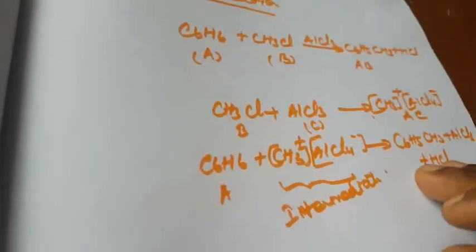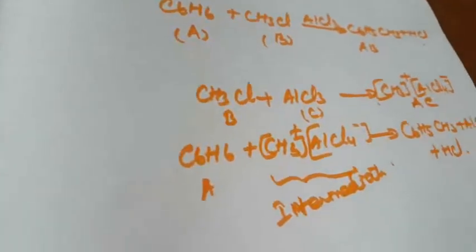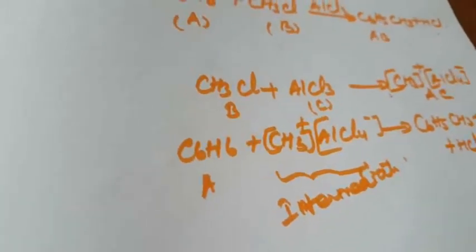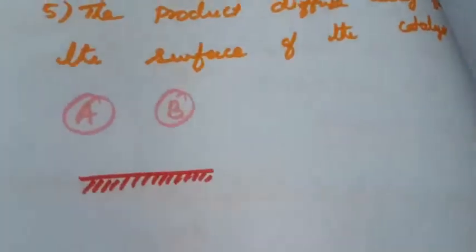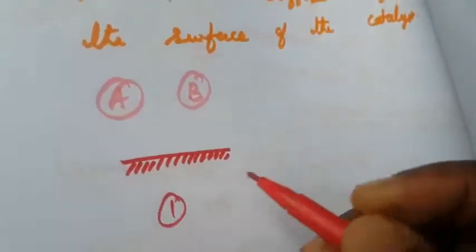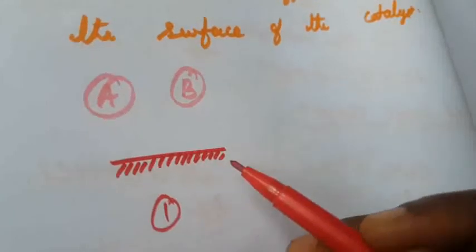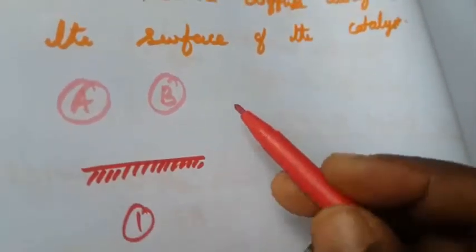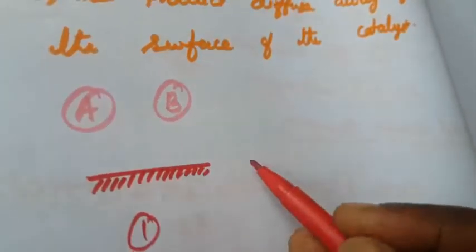Next we are going to see the adsorption theory. This can be explained with one diagram. A and B are the reactants. This is the first step. This is the surface. What is the second step? The reactants are adsorbed on the surface.